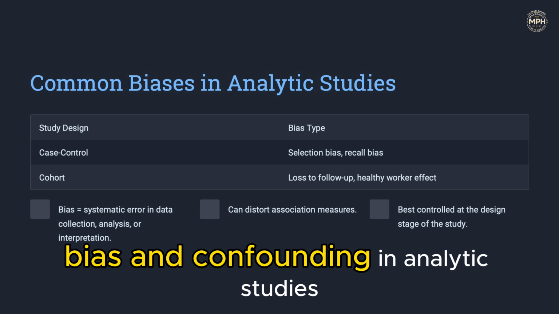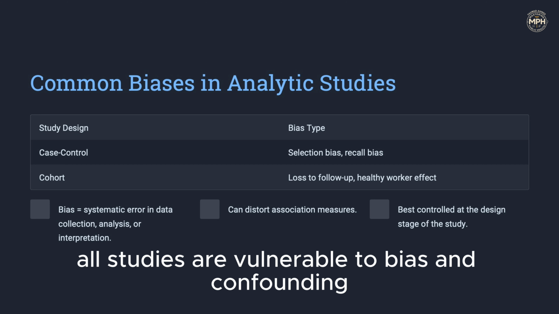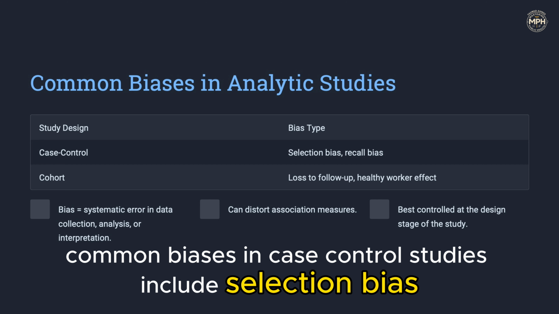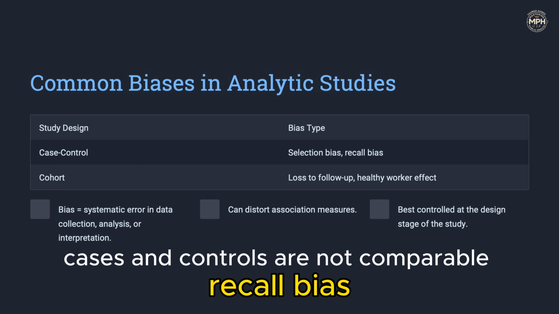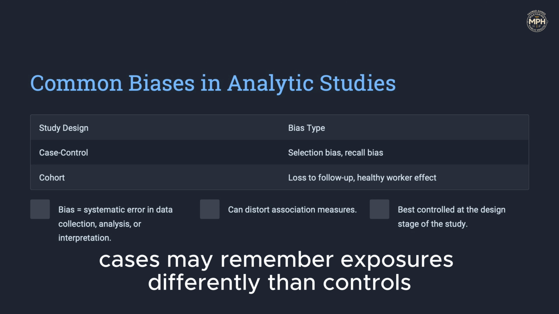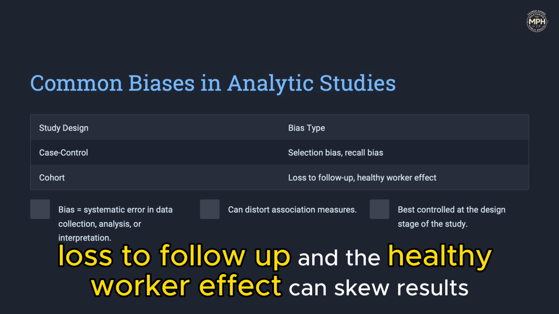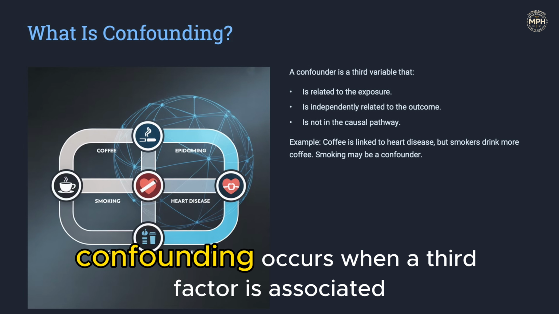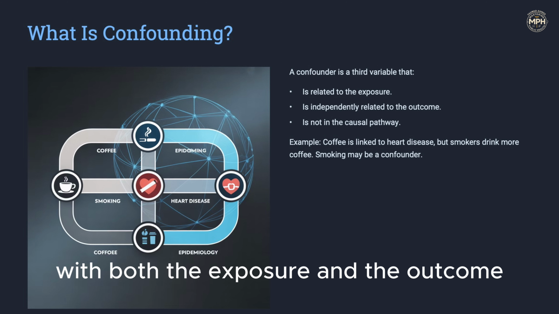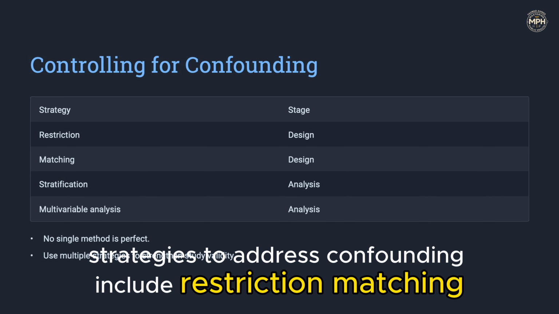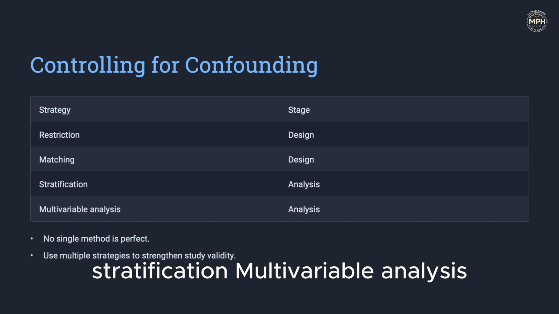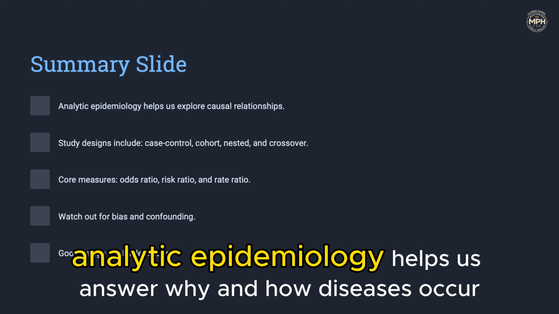Bias and confounding in analytic studies. All studies are vulnerable to bias and confounding. Common biases in case control studies include selection bias: cases and controls are not comparable. Recall bias: cases may remember exposures differently than controls. Interviewer bias: differences in how questions are asked. In cohort studies, loss to follow-up and the healthy worker effect can skew results. Confounding occurs when a third factor is associated with both the exposure and the outcome. Strategies to address confounding include restriction, matching, stratification, and multivariable analysis.